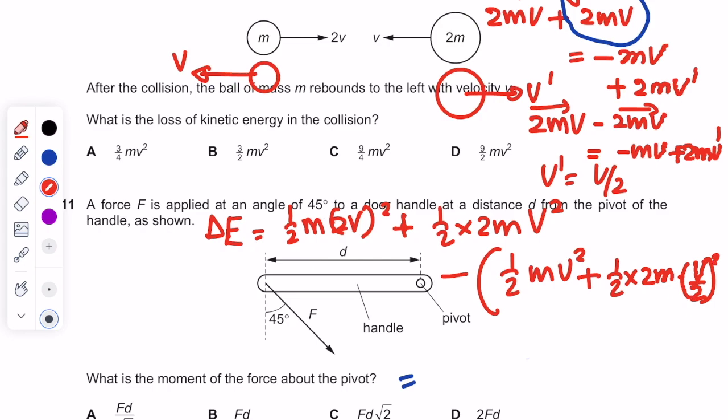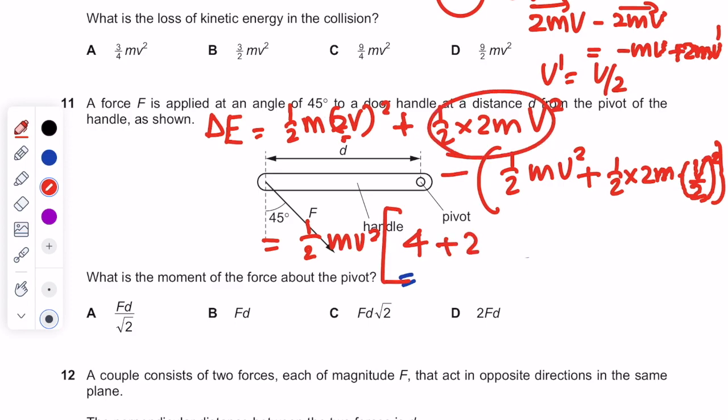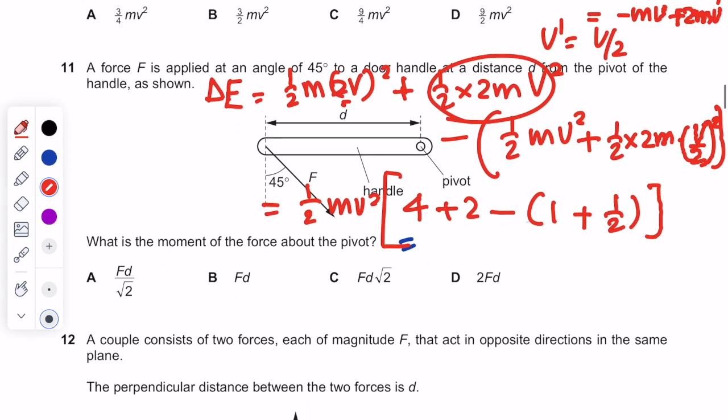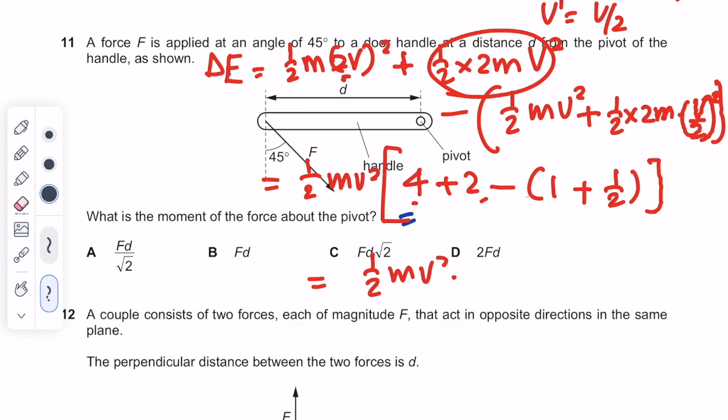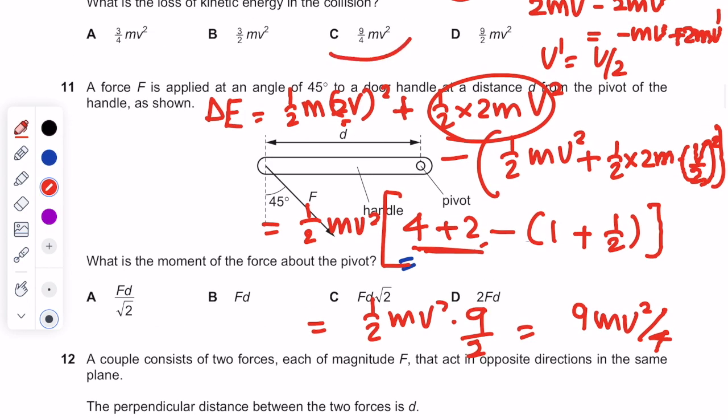v over 2 squared. If you like, you can take this half mv squared all together out. So here it will be 4. Here, on the other place, it will be 2 minus 1 plus this will be half. If you look at this calculation very carefully, this will be 6 minus 1.5. 4.5 means 9 over 2. This will come to 9 mv squared over 4. Answer should be C.